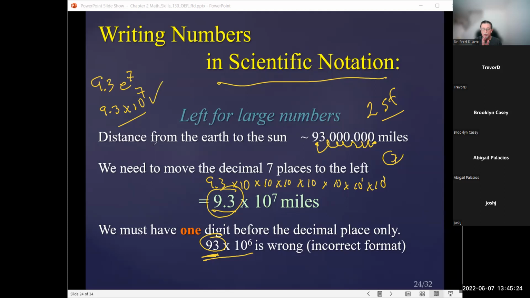However, the majority of calculators present your answer, and we'll do some examples, with the E to designate that this is scientific notation. And so that E represents the times and the 10. That 7 represents the exponent, okay? So you take that 9.3E7 from your calculator and convert it to scientific notation, take the times 10 and replace that E.